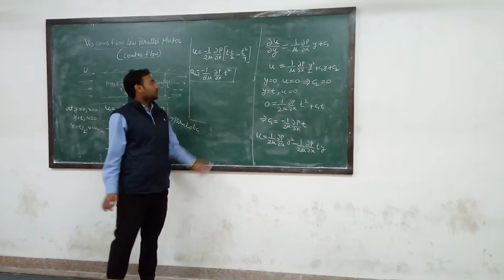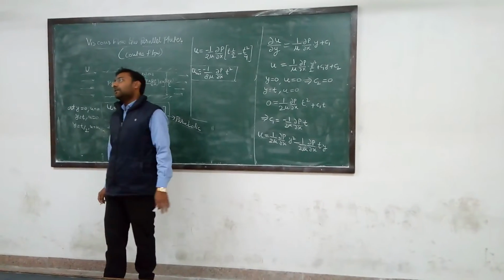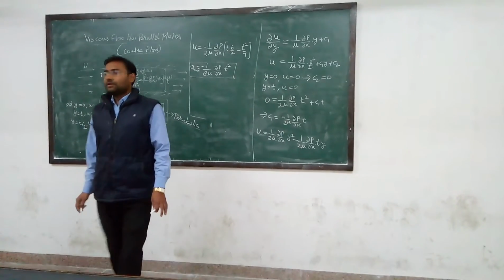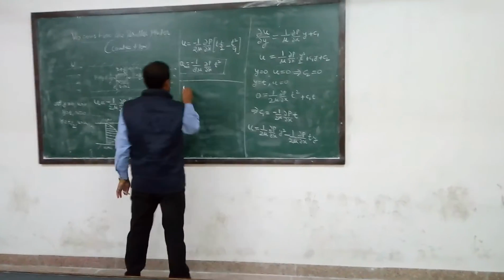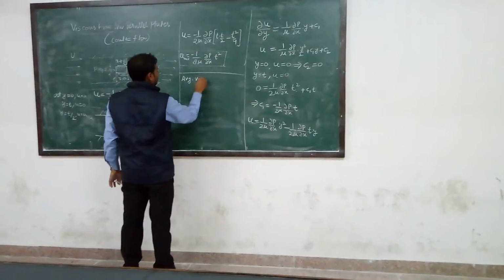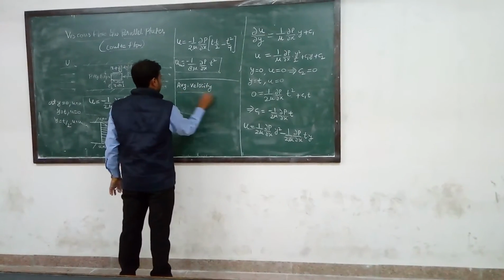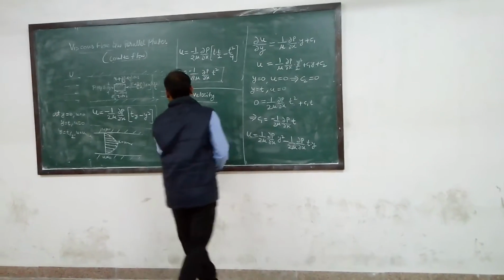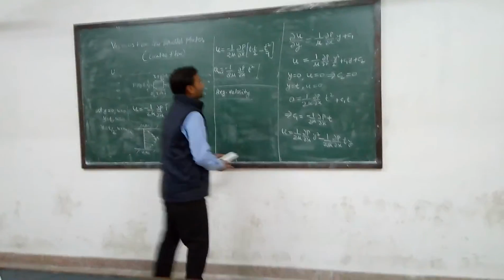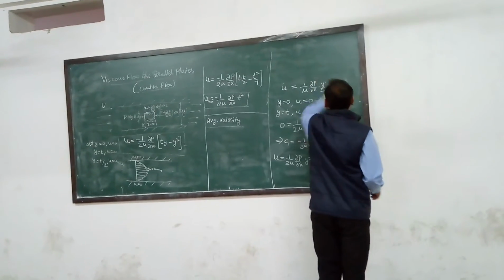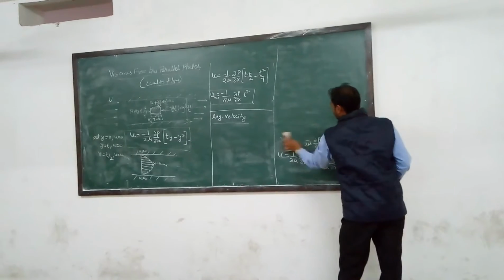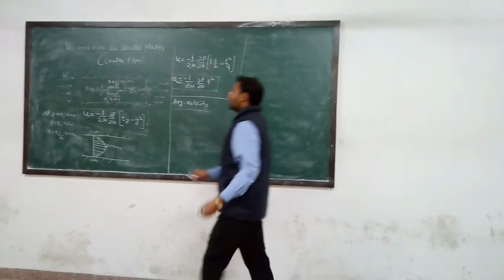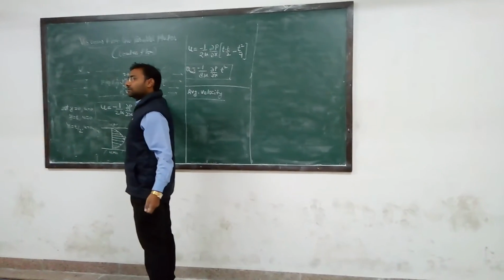Okay? So, after this maximum velocity, we need to calculate the average velocity. So, next will be the average velocity. So what will we do to calculate the average velocity? What will we calculate first? The discharge equation. So I am considering the discharge through this element.